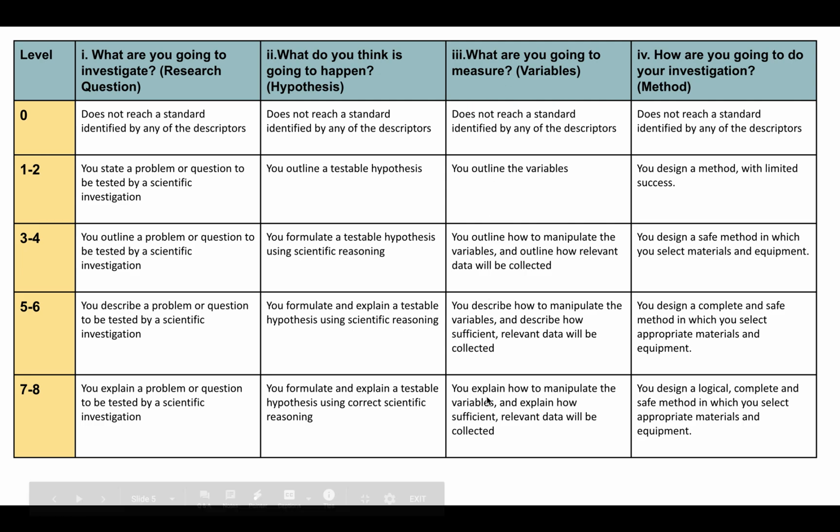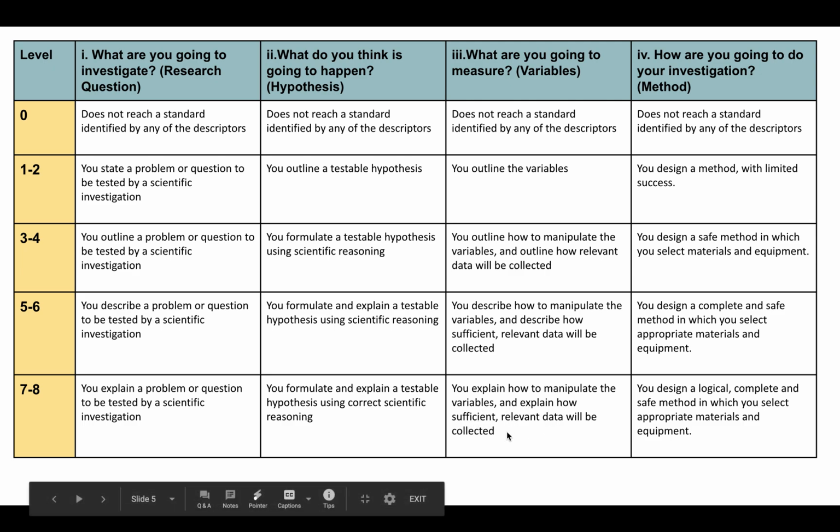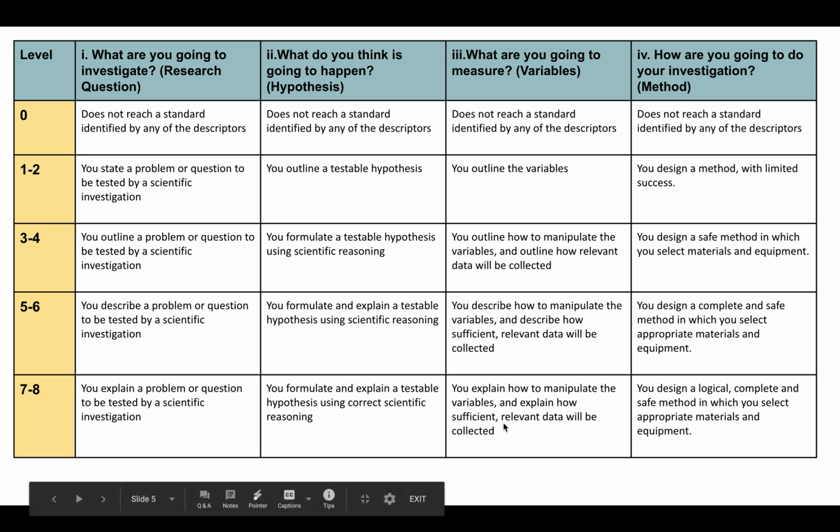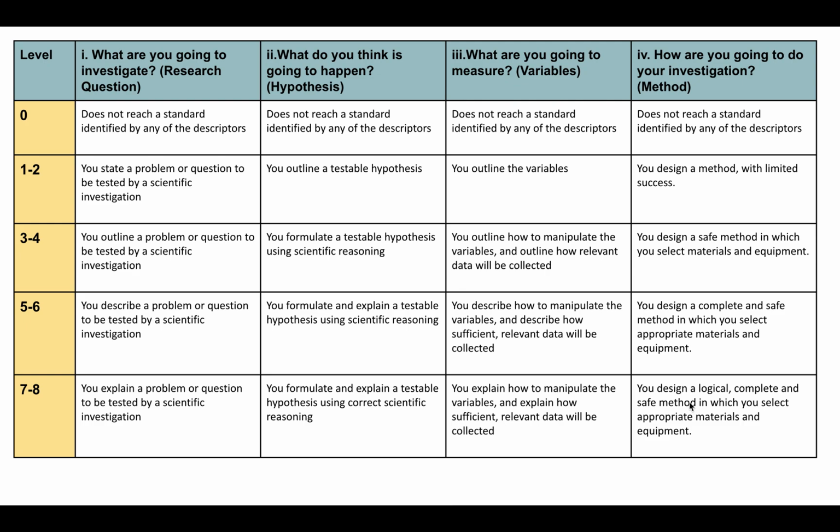Okay, and it says you explain, for the 7-8 mark here, how to manipulate the variables and explain how sufficient relevant data will be collected. So I'll explain how, when you're doing your variables, you should be able to get a better score on that section. And then the last bit is about how you are going to do your investigation, and this is your method. And it says you design a logical, complete, and safe method.